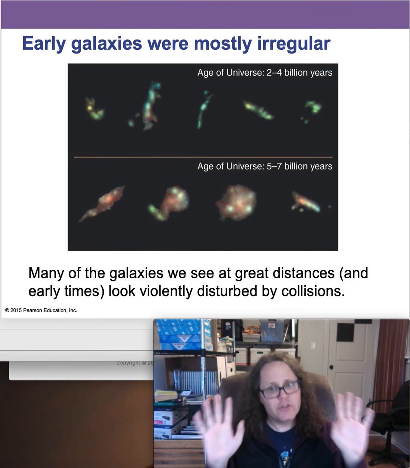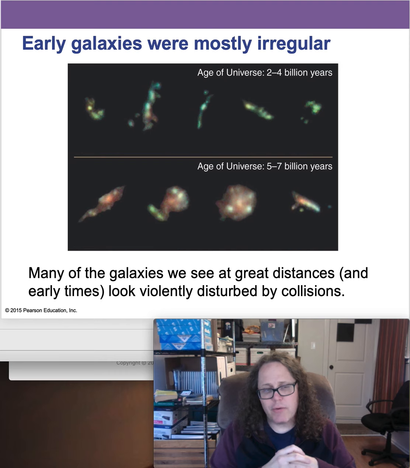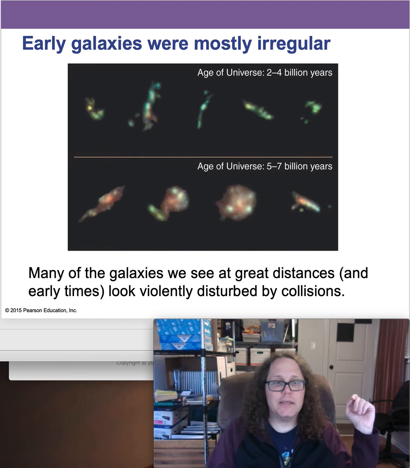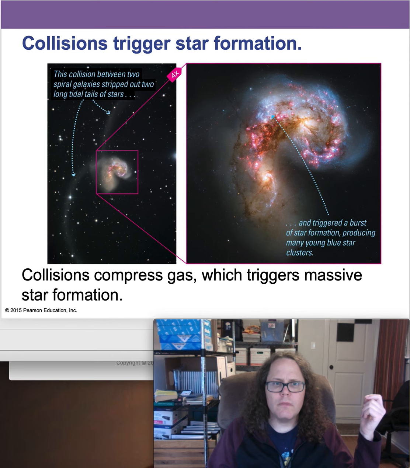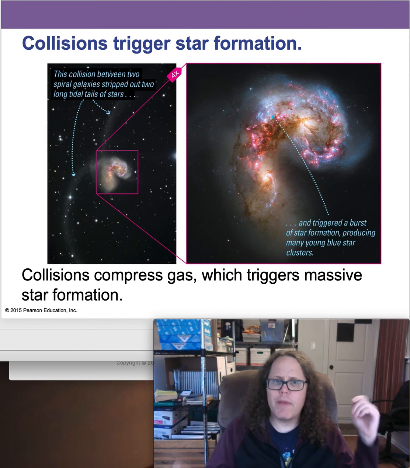Remember, spiral structure is fragile. If another galaxy gets too close to a spiral galaxy, the disk will warp and the spiral structure will be erased. And that's what we see in the earliest galaxies. When galaxies get too close to each other, they compress one another's gas, producing a starburst, a burst of star formation. We see this in telescopes and also in computer models.